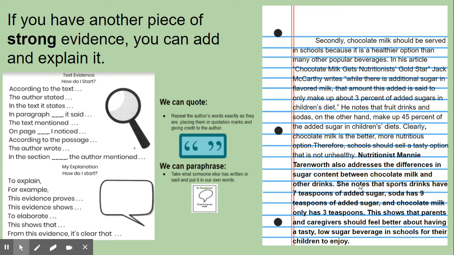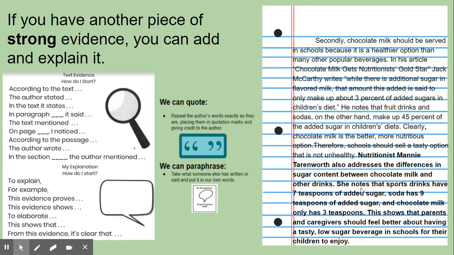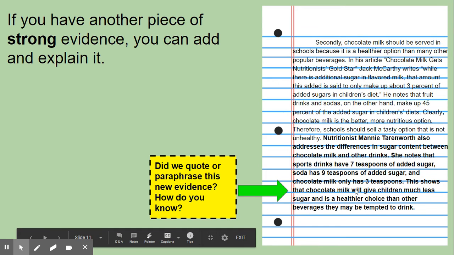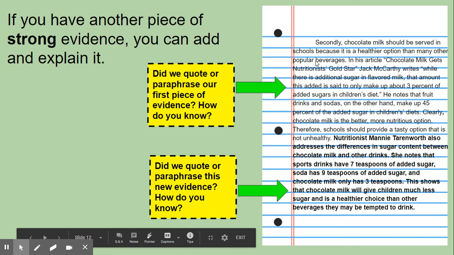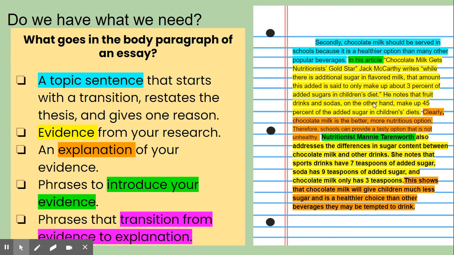She notes that sports drinks have 7 teaspoons of added sugar, soda has 9 teaspoons of added sugar, and chocolate milk only has 3 teaspoons. So I'm paraphrasing that piece of evidence there. This shows that parents and caregivers should feel better about having a tasty, low-sugar beverage in schools for their children to enjoy. All right, so notice, like I said, we use quoting in this part, and we also use paraphrasing down below, so we use different types of evidence.